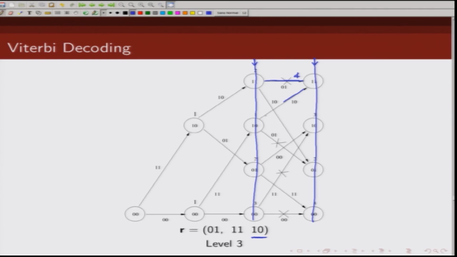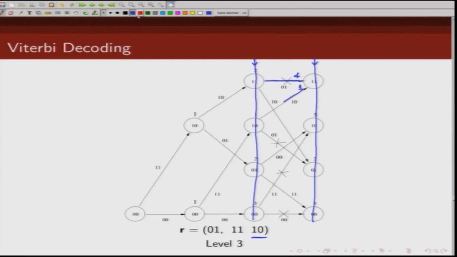Now, let us compute the path metric of this. Here the partial path metric was 1, and this was 1 0, 1 0 and 1 0, the Hamming distance is 0. So, corresponding to this, the path metric is 1. Now, which one is a better path metric, 1 or 4? This one is a better path metric. Why? Because the Hamming distance here is less, it is 1, whereas for this path it is 4.